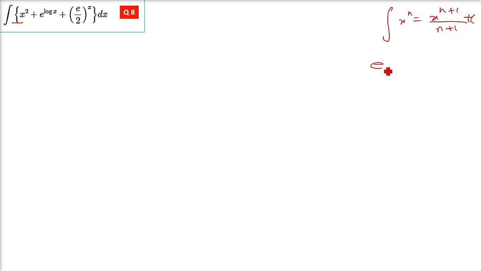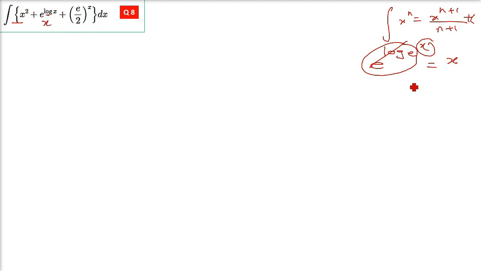And this e raised log x. Now, if nothing is given, just assume that the base is e. And you already know e raised log e, we have discussed in the first exercise also. It will be cancelled, only x will remain. So this e raised log x is simply x.